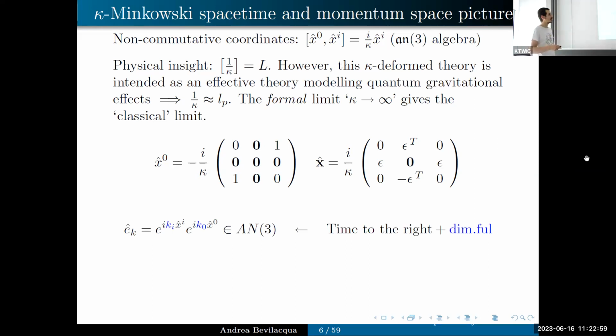You should specify what the epsilon are. Yes, it's true. The epsilon are basically unit vectors. So for example, if this is x1, then epsilon is 1, 0, 0. If this is x2, then epsilon is 0, 1, 0, and so on. If this is x3, this is 0, 0, 1. So they are the unit vectors in the 3 directions. Sorry, I forgot to write it down.